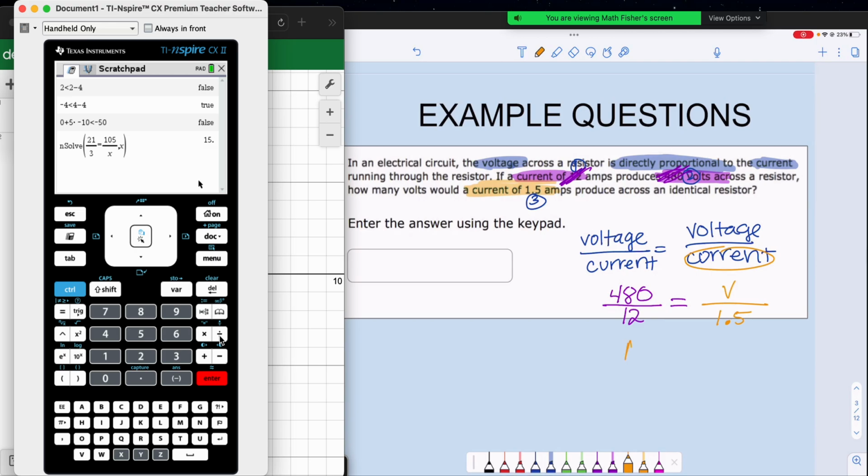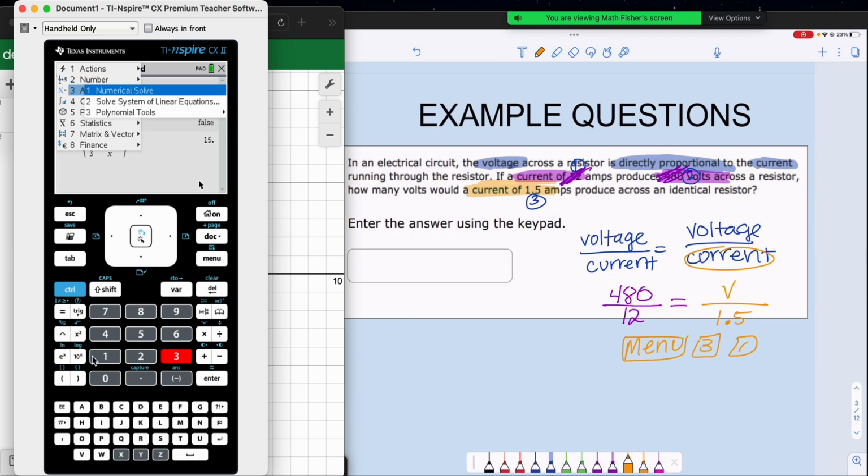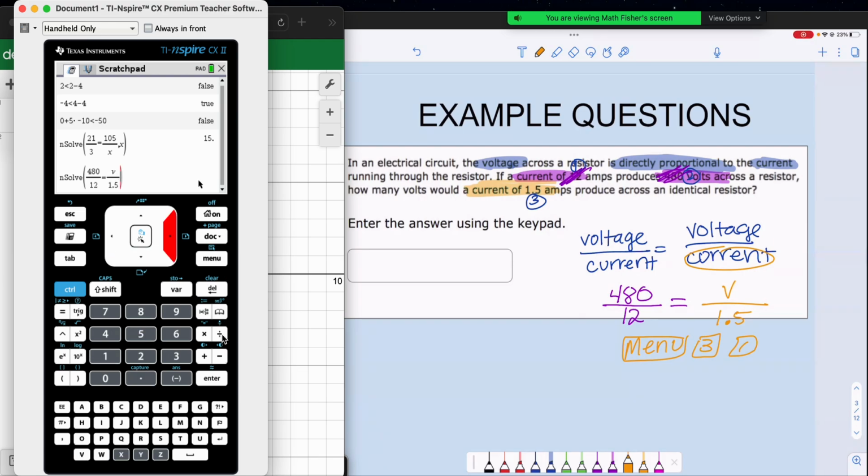Then we're going to do menu 3, 1. So in your calculator, menu 3, 1, control divide 480 divided by 12 equals control divide V divided by 1.5, comma V, enter, and that gives us 60. So in our box, we're going to put 60. That's it.